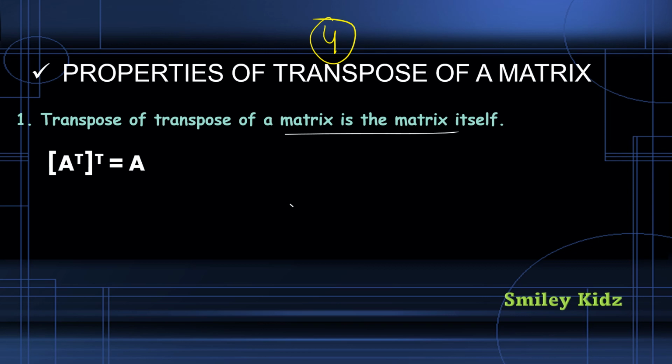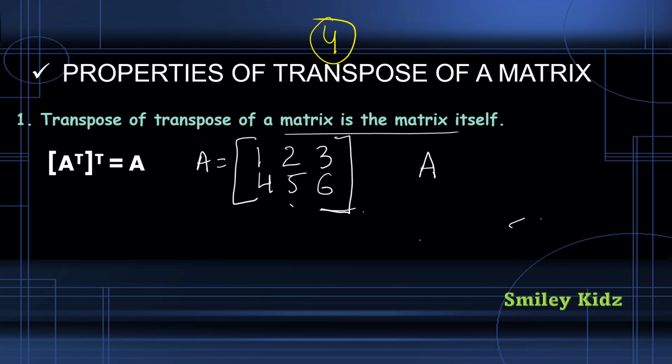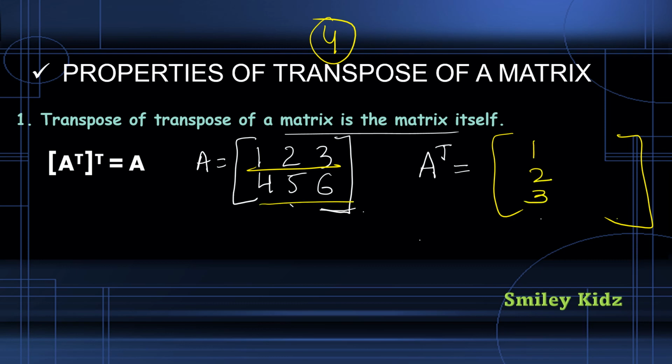Let's take one matrix A and say it is 1, 2, 3, 4, 5, 6. Now I'm going to take the transpose of this particular matrix, that is A T. So I'm going to obtain it as, let's take 1, 2, 3 and write it as a column, then 4, 5, 6 as a column. This will be the transpose of A.